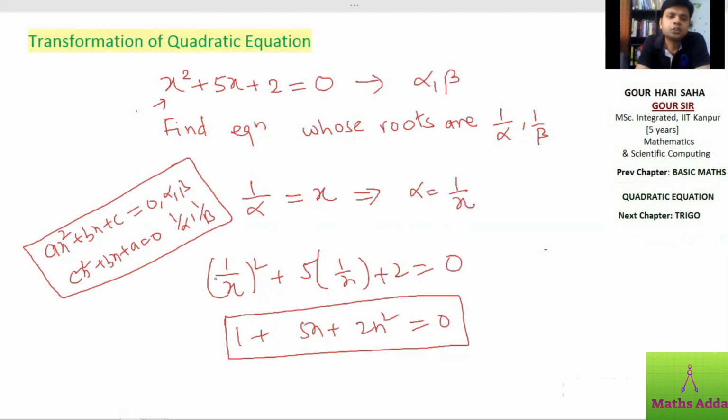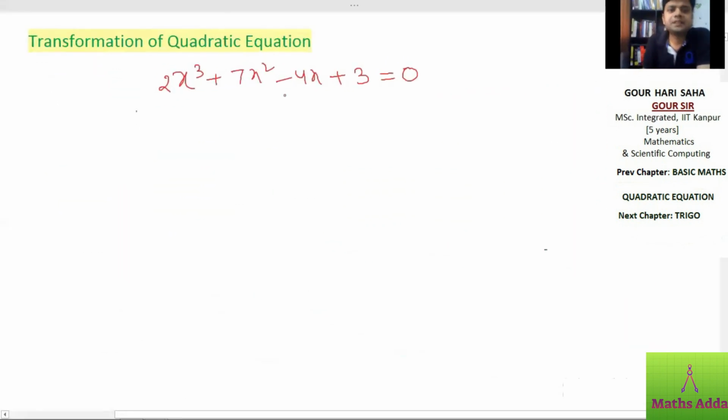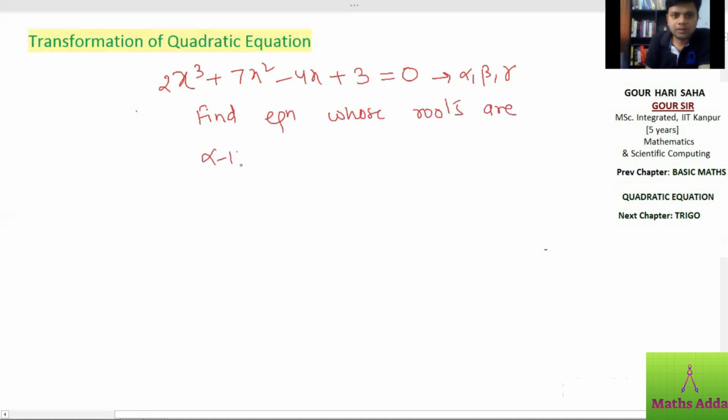So let's write one cubic polynomial equation. This is the cubic polynomial equation. Its roots are alpha, beta and gamma. We need to find the equation whose roots are alpha minus 1, beta minus 1 and gamma minus 1. So what I will be doing, I will be using transformation of quadratic equation. So how we do that?